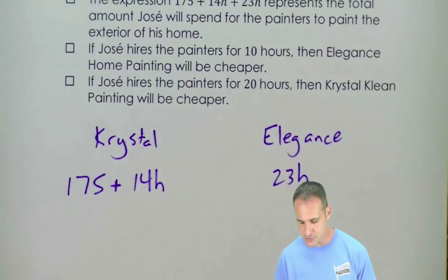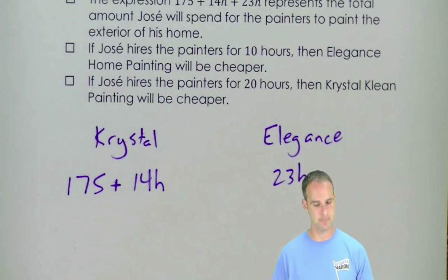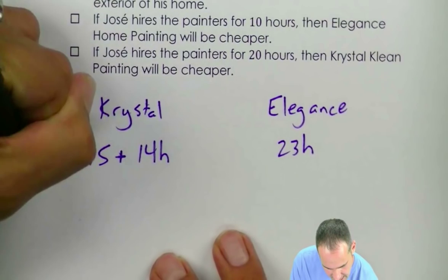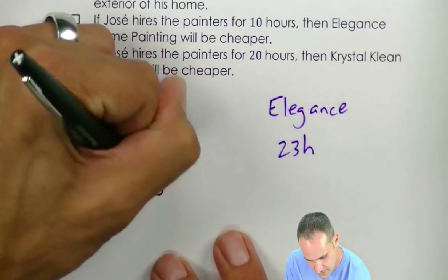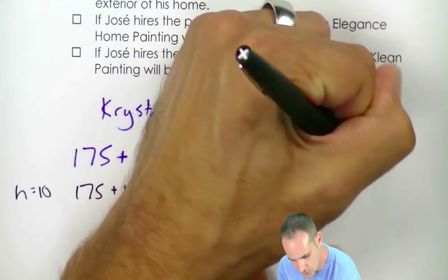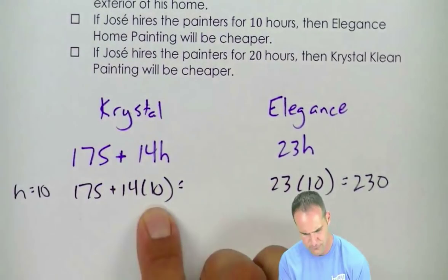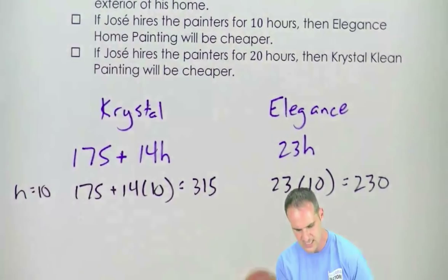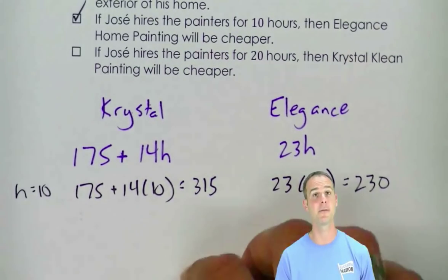If Jose hires the painters for 10 hours, Elegance Home Painting will be cheaper. Let's find out. Let's plug in a 10 for H here. 175 plus 14 times 10 versus 23 times 10. 23 times 10 is 230. That'll be 175 plus 140, which is 315, and Elegance Home Painting will be cheaper.